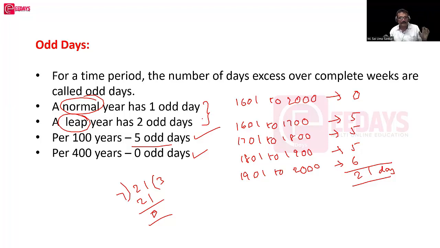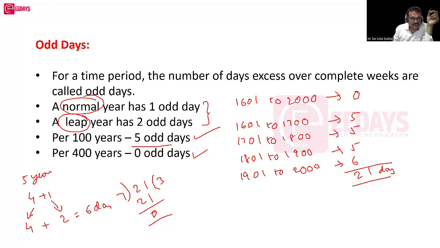Okay, suppose 5 years are there. In these 5 years, 4 ordinary years plus 1 leap year may exist, or other combinations. But suppose you want to find the number of odd days, how to find? In these 5 years, how many leap years are there? That is equal to 1. That means 4 ordinary years and 1 leap year. Every ordinary year has 1 odd day, so 4 years, 4 odd days, plus 2 for the leap year. So that is equal to 6 days.